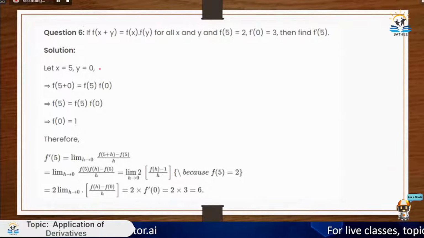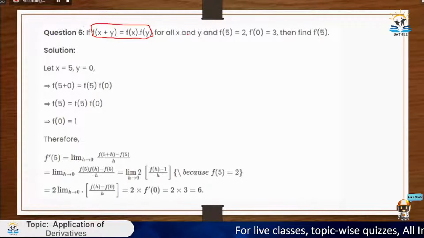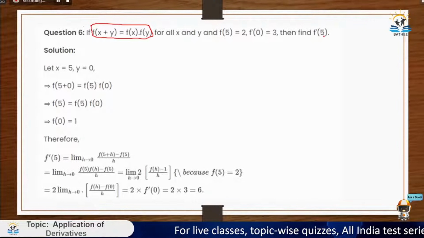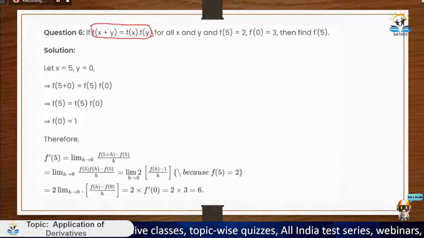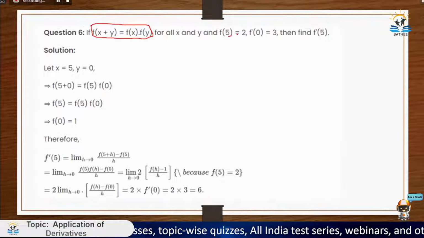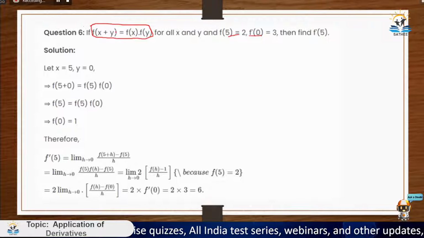In this question, it is given to you f of x plus y is equal to f of x into f of y. This thing is given to you, and f5 is also given, f dash 0 is also given, and they are asking f dash 5. So f dash 5 is asked. f5 is also given to you, f0 is given to you. So just apply your brain and put x and y equal to 5 and 0.